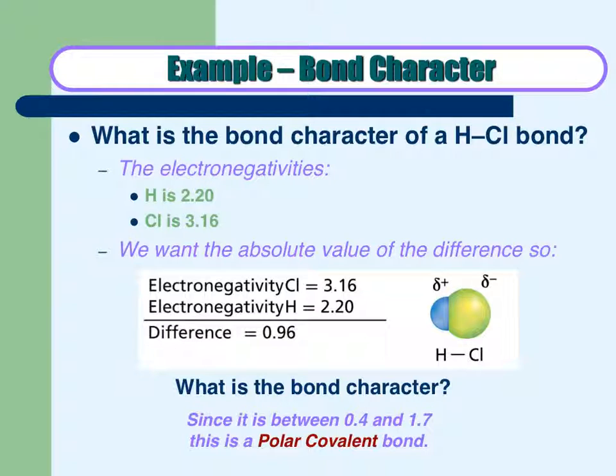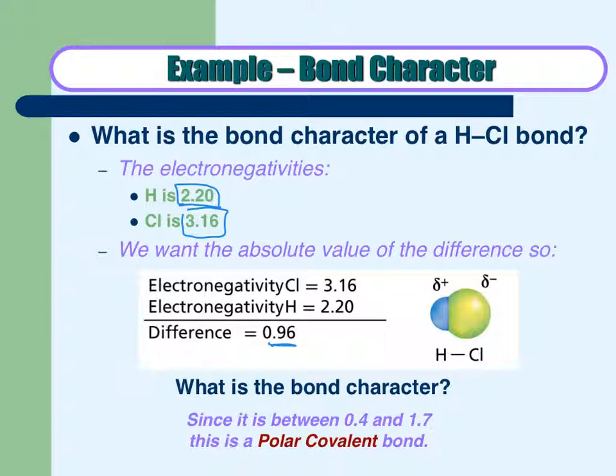So how do we use those numbers? Well, you have the periodic table that has the electronegativity values on it, and that's what you're going to refer to. So if I want to know what the bond character is between hydrogen and chlorine, I would look at that periodic table that has their numbers. So hydrogen's electronegativity value is 2.2, and chlorine's is 3.16. We want the absolute value of the difference, so just take the bigger number and subtract the smaller number in this instance. So 3.16 minus 2.20 is 0.96.